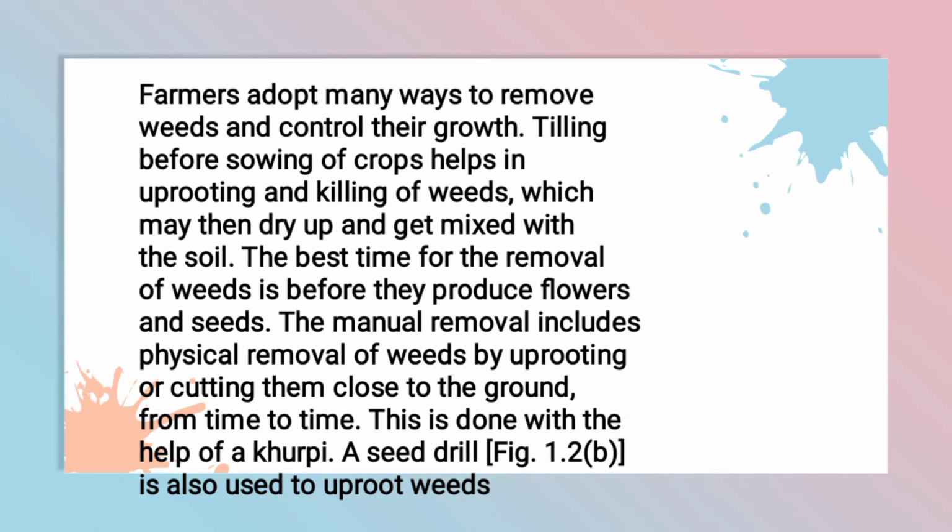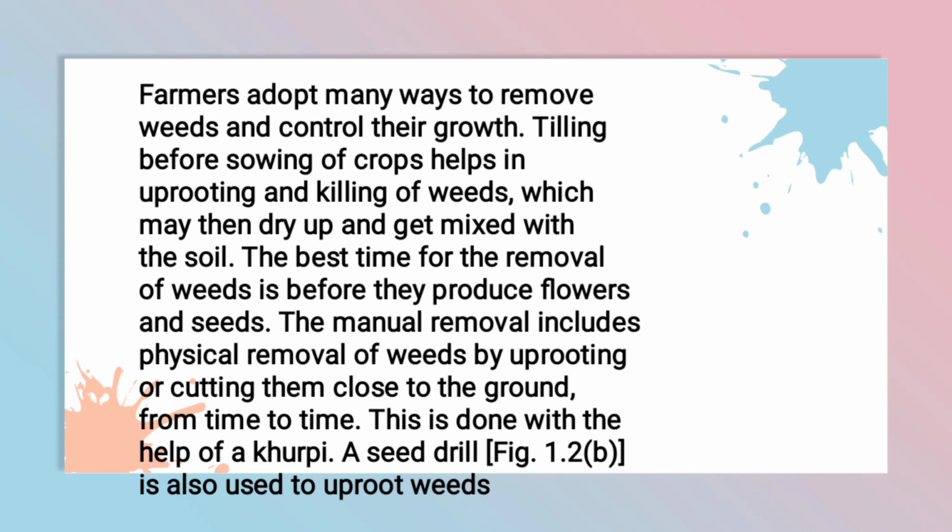Farmers adopt many ways to remove weeds and control their growth. We have studied about tilling, that is, tilling is done before sowing of the crops, which helps in uprooting and killing of the weeds, which may then dry up and get mixed up with the soil. So when this tilling is done, they remove the weeds from the roots, and these roots get mixed up with the soil, they dry up and are left over there, and then the sowing is done.